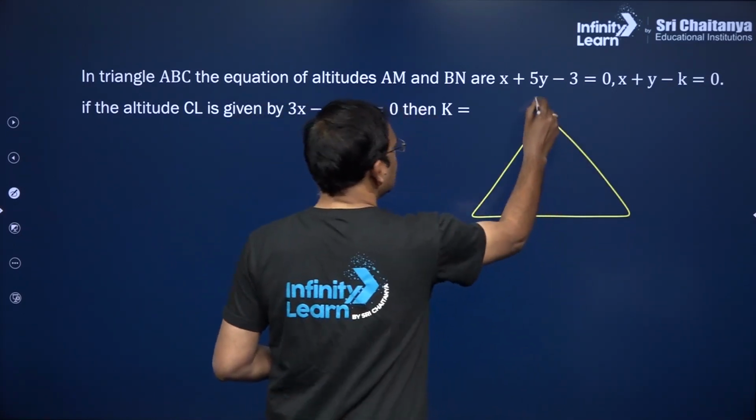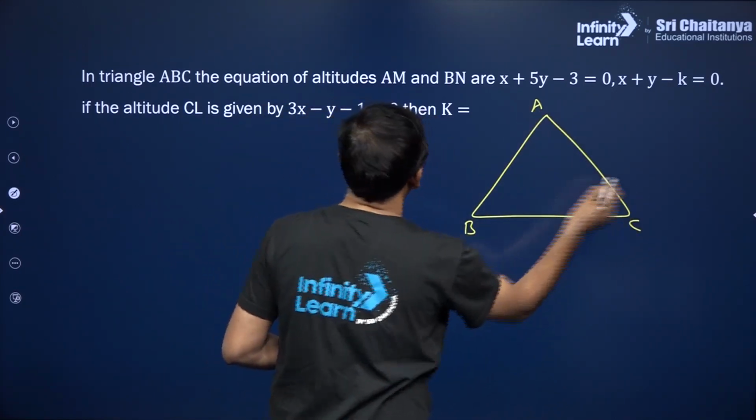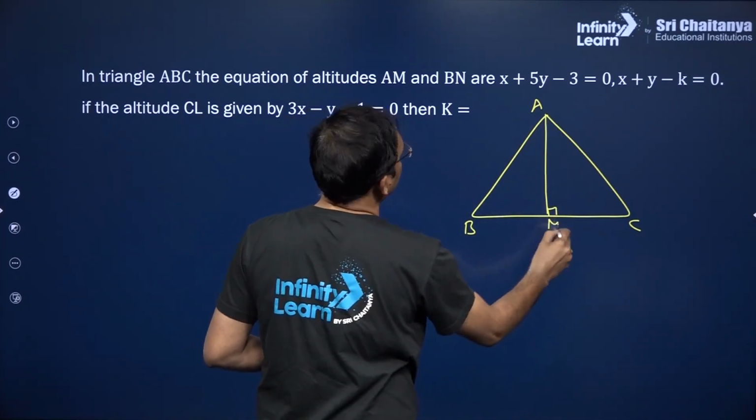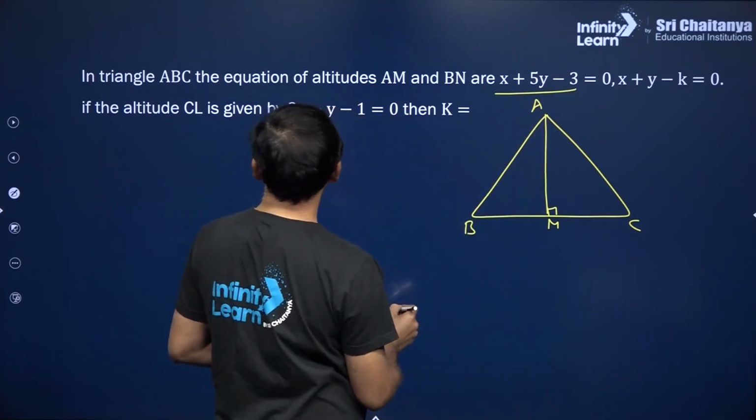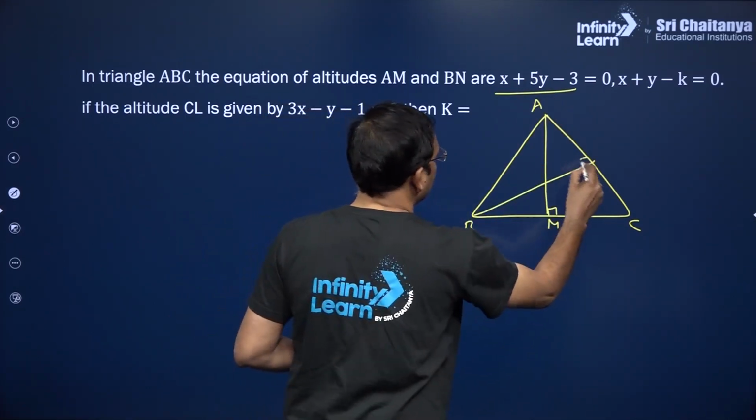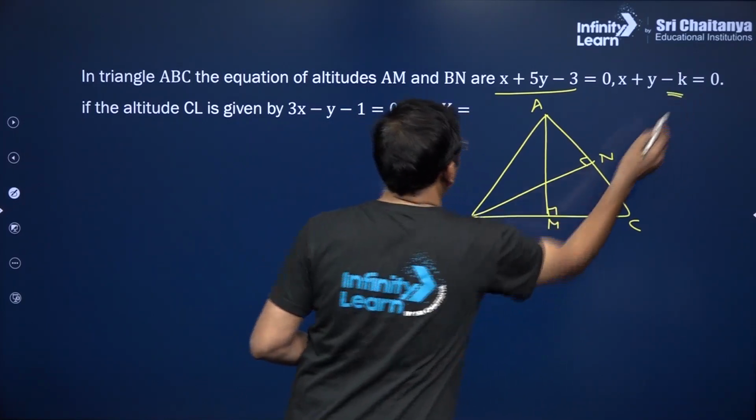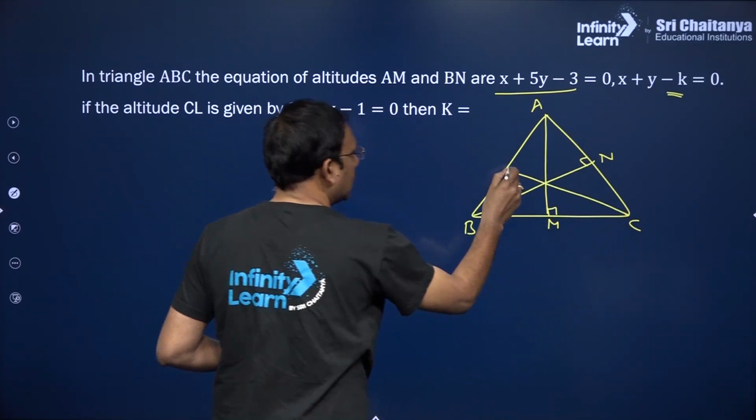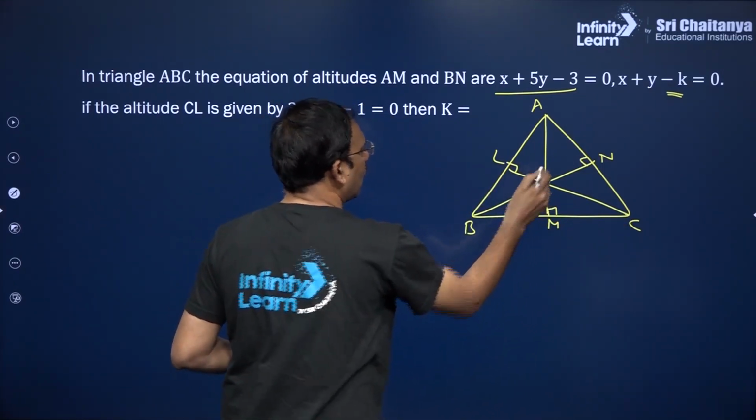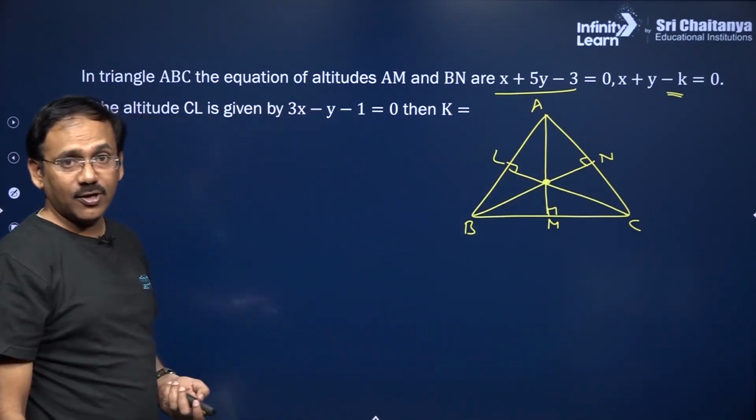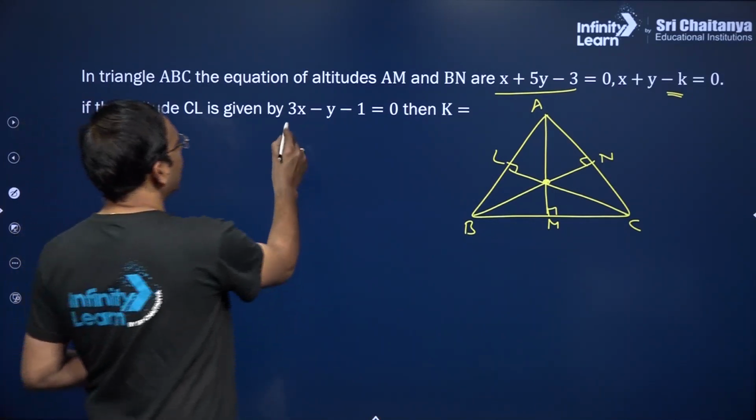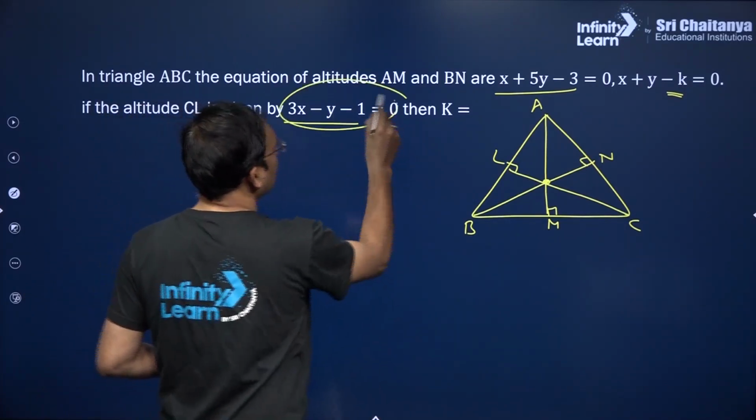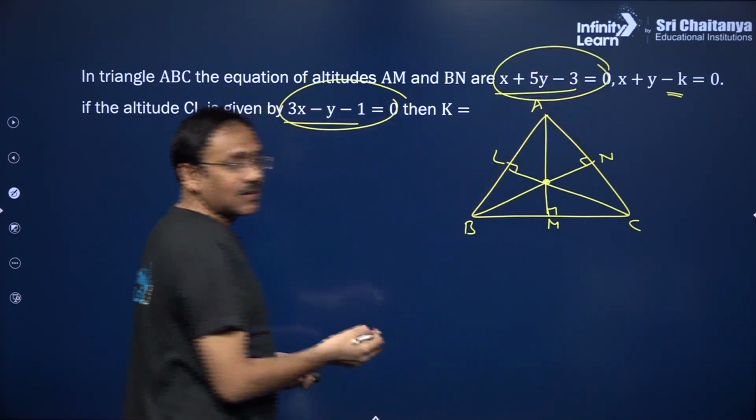Next, the triangle ABC, the equations of the altitudes AM, BN. In triangle ABC, my dear friends, you can say equations of altitude AM is given completely, and BN is also given, but K unknown is there, and another altitude CL is also given. You know, all the altitudes are concurrent at the point called orthocenter. This is given completely. I want the unknown K. It is very simple. You just find the point of intersection of these two. You will get the orthocenter.